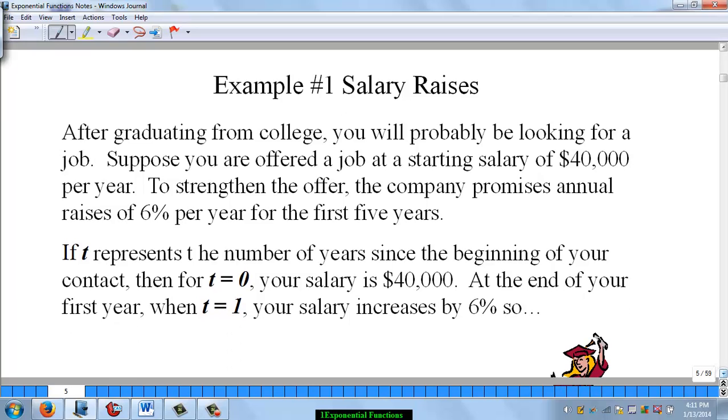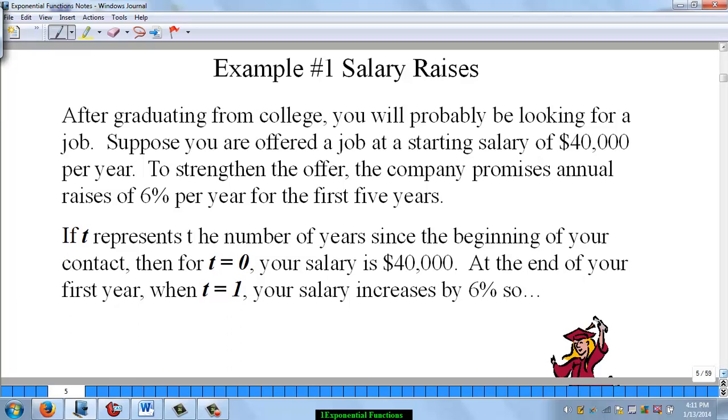I'm trying to make these real life, so follow through with me and go through it with me so that you'll understand. So after graduating from college, you'll probably be looking for a job. Suppose you're offered a job at a starting salary of $40,000. Not bad. Per year. To strengthen the offer, the company promises annual raises of 6% per year. You see the 6% per year? So right now I know it's exponential for the first 5 years.